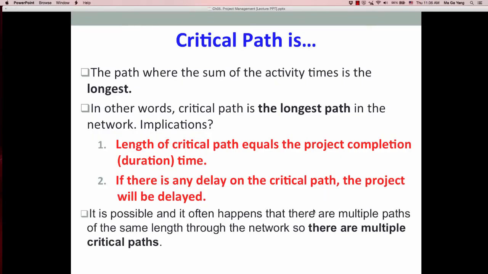It is possible, and it often happens, that there are multiple paths of the same length through the network, so we can have multiple critical paths.